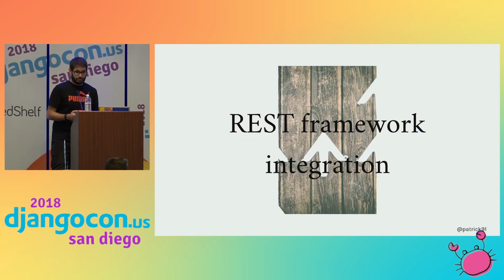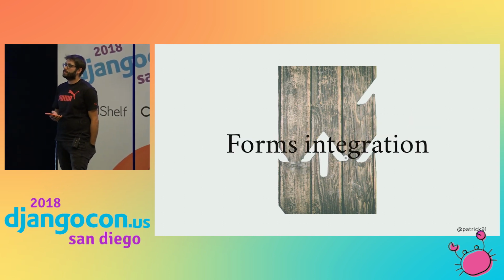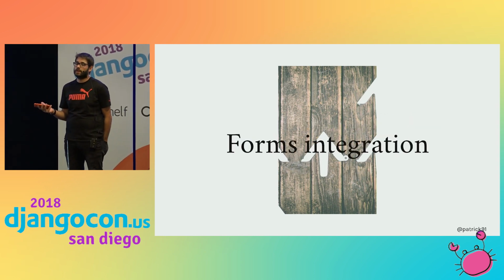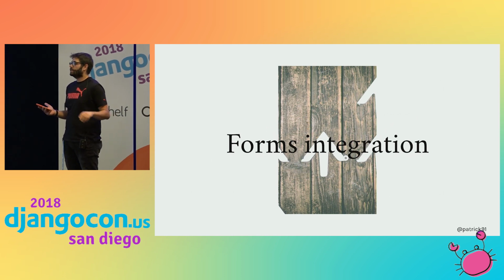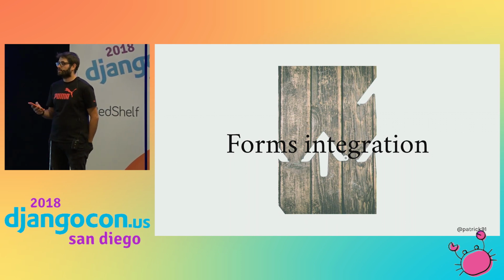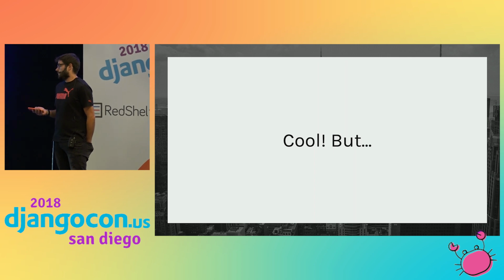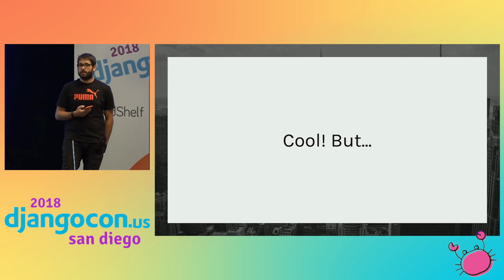There's also integration with REST framework and with Django forms. So you can reuse the forms that you have and the serializer that you have to create mutations. The problem is that this is still, I would say, in beta. It works, but it doesn't have all the features that we need. I'm going to be working on this during the sprints if you want to help and see how it actually works. So that's cool. It's really nice, at least in my opinion.